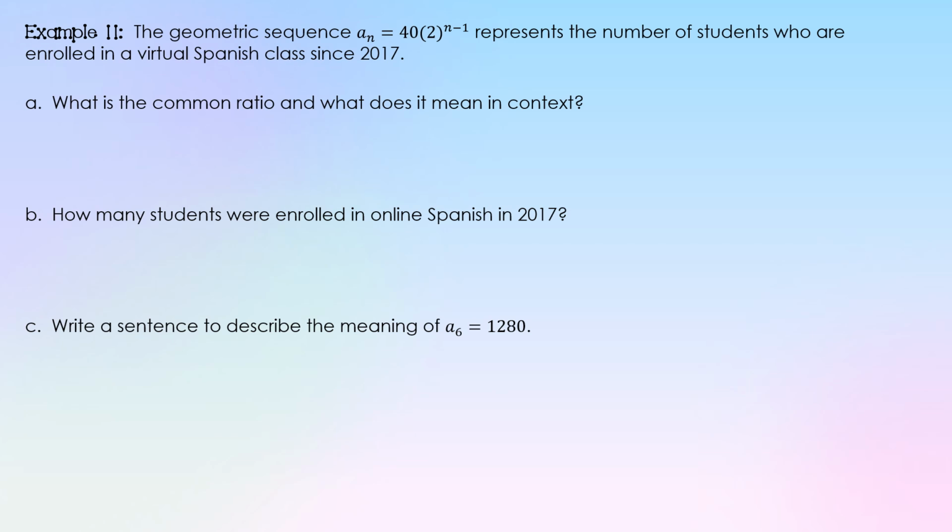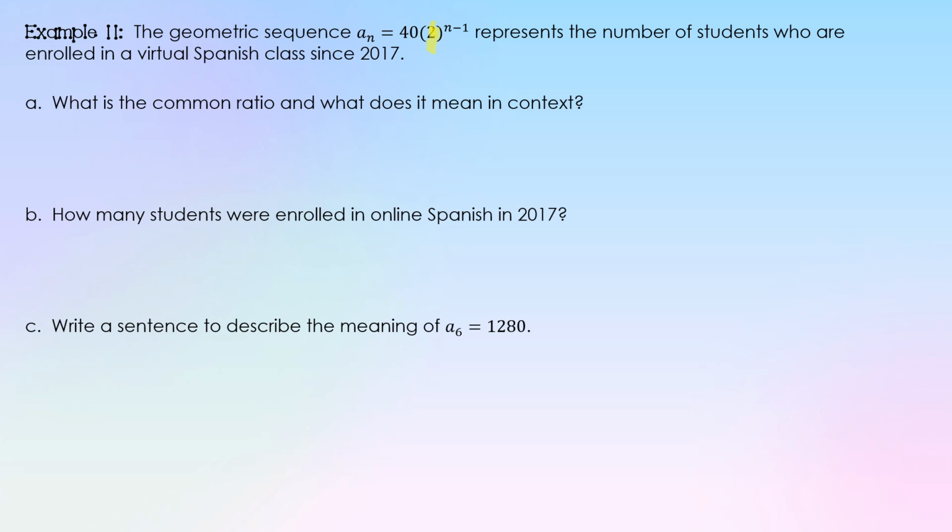For our last problem, we are given the geometric sequence, and we know it represents the number of students who are enrolled in virtual Spanish since 2017. So our common ratio is in our formula. That's what we're multiplying by. That's our multiplier or our base. So what does it mean in the context? Again, because my pen is not working well, I'm just going to describe it. So our common ratio is 2, and what that means is that the number of students who are enrolled in virtual Spanish is doubling every year.